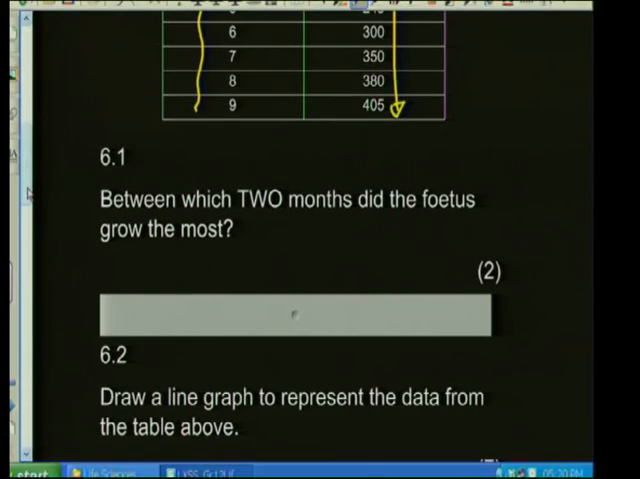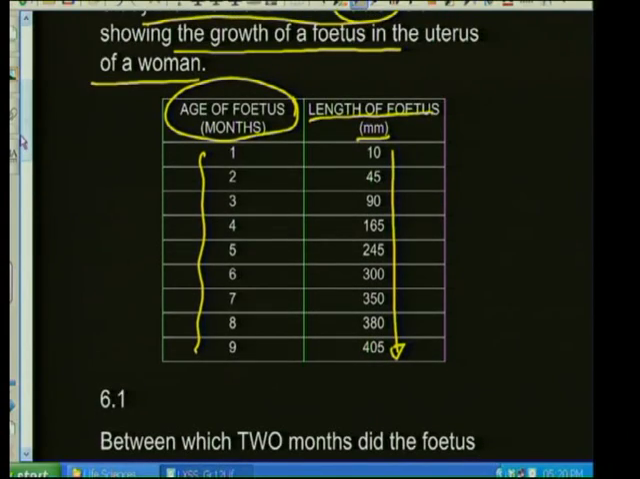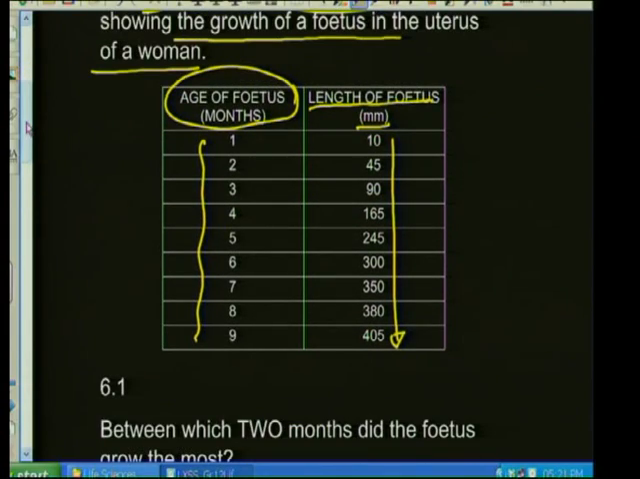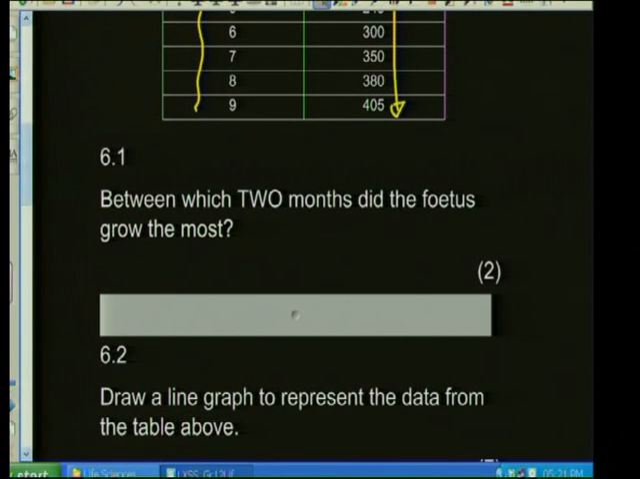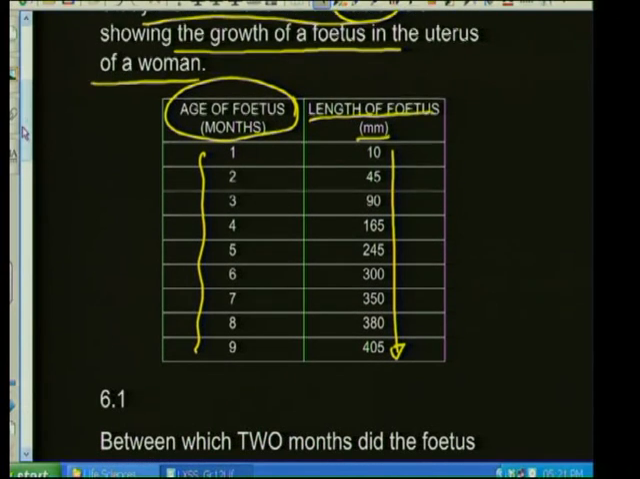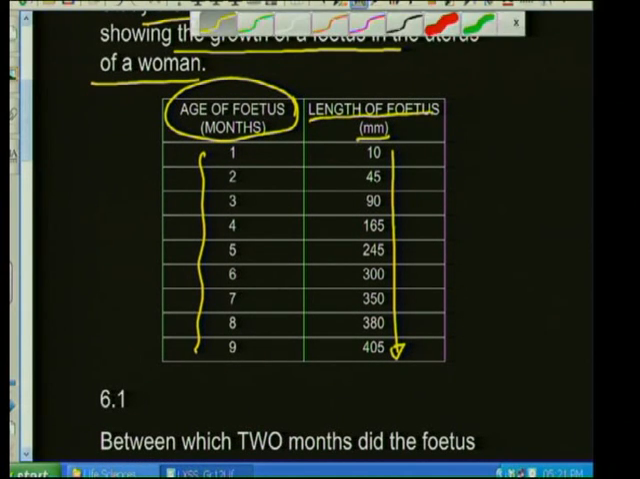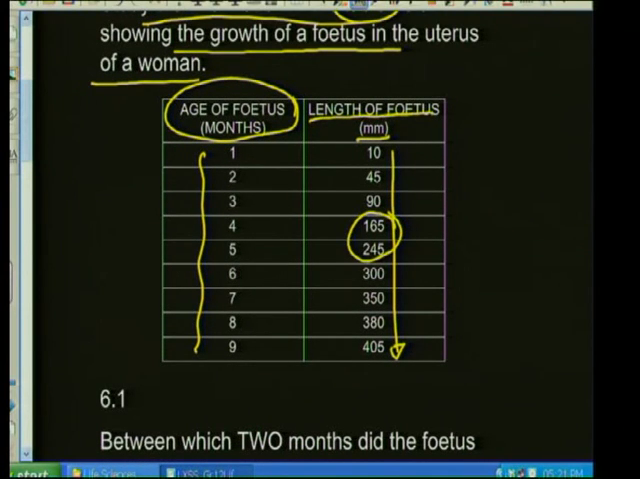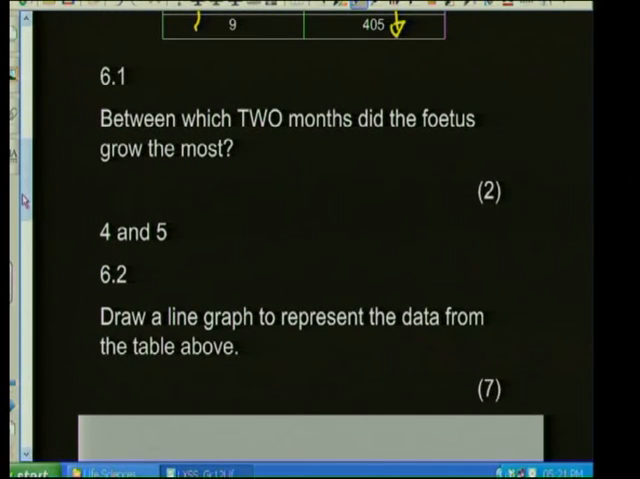Between which 2 months did the fetus grow the most? You didn't have to be a rocket scientist to figure that out. You've got to look at the table from there to there, from there to there, and so on, and see where it was the most. And the answer would have been 4 and 5. How do we know that? We take the difference between the 5th month and the 4th month, and that difference is greater than the difference in any other 2 consecutive months.